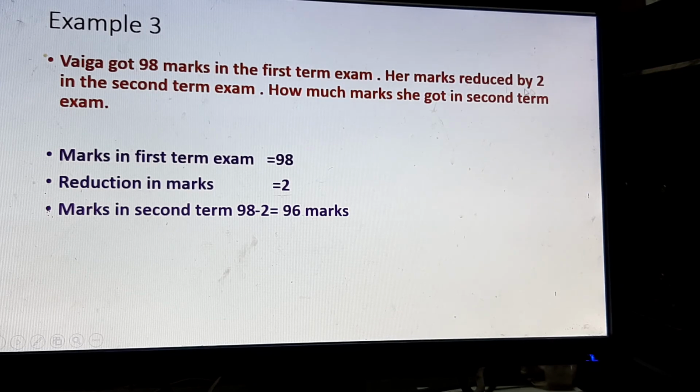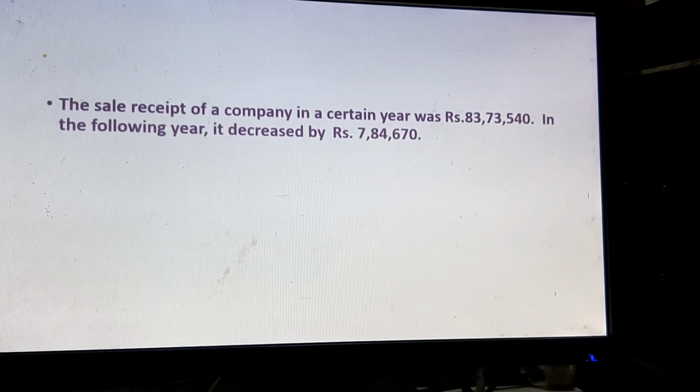Okay. So her marks reduced by 2. So which is so easy. She got 98 in the first term. Now 2 less. So how much? 98 minus 2, that is 96 marks. Is it very difficult? I don't think so. Let us try a similar sum now.